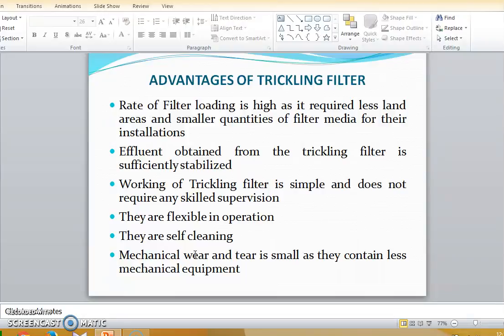Now we can see the advantages of trickling filter. Here the rate of filter loading is high, the effluent is stabilized, the working is simple and you don't need a skilled supervision, and they are flexible in operation, they are self-cleaning as we are allowing back washing, and the mechanical wear and tear is comparatively lesser.